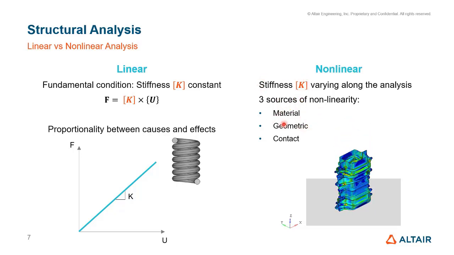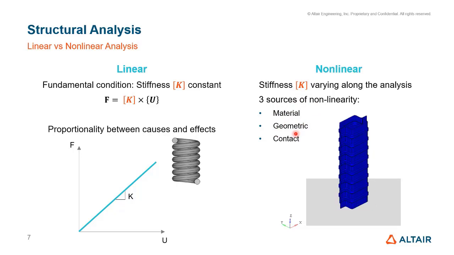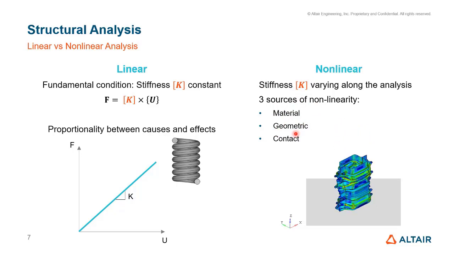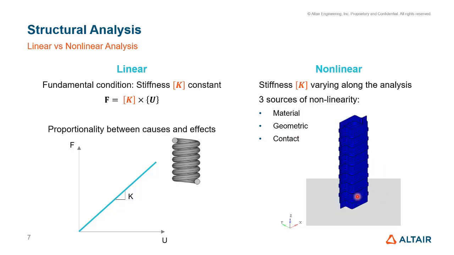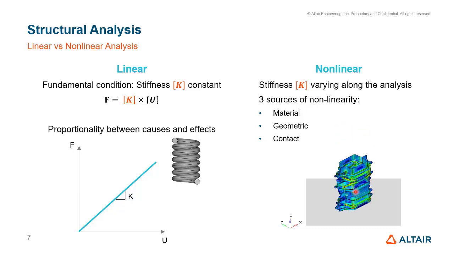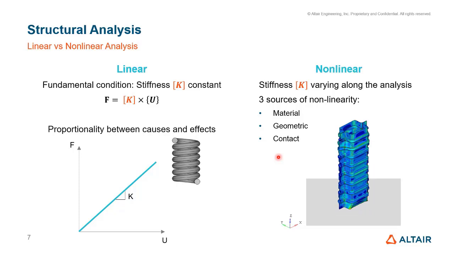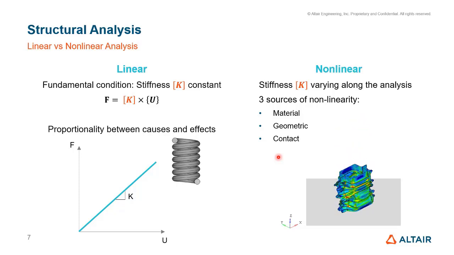in the stiffness. Geometric nonlinearities, which is whenever you have large displacement, the stiffness will also change because you're changing the shape, let's say, of your body. Such as this example right here, the stiffness is getting higher and higher whenever I press this down. And also contact nonlinearities, which is you can deal with friction coefficient.